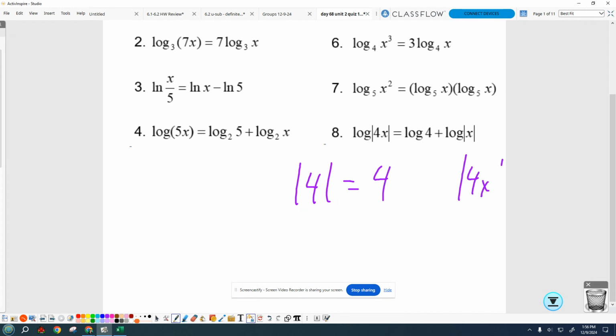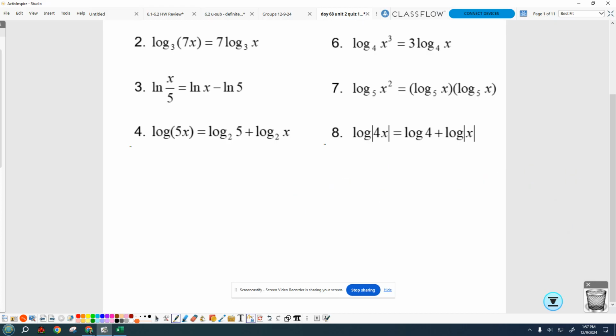Can I rewrite the absolute value of 4x as the absolute value of x times 4? Is that allowed? Yes. Why would you say yes or why would you say no? Because we already know what 4 is. What does absolute value do? It makes it always the positive of it. So it says, make it positive. Did I make it positive? Yeah. So I did what absolute value says to do.